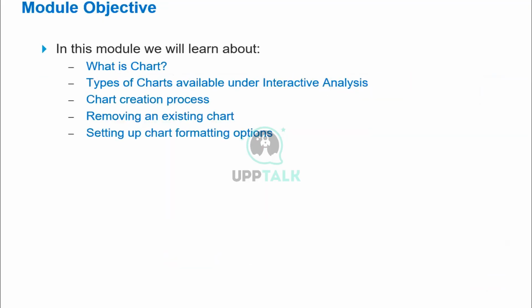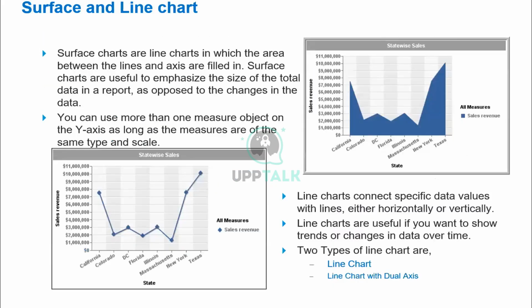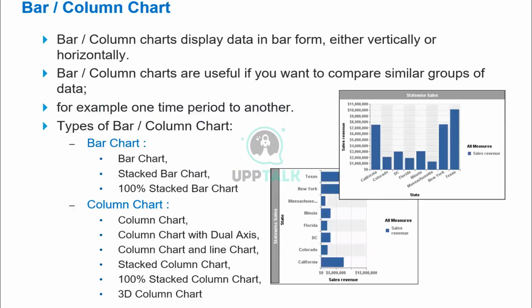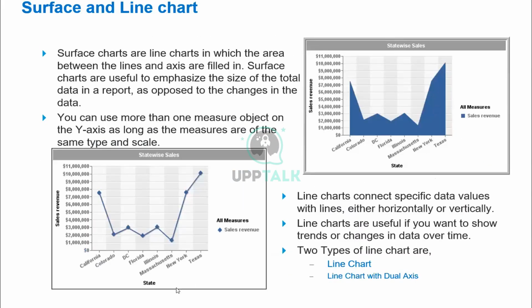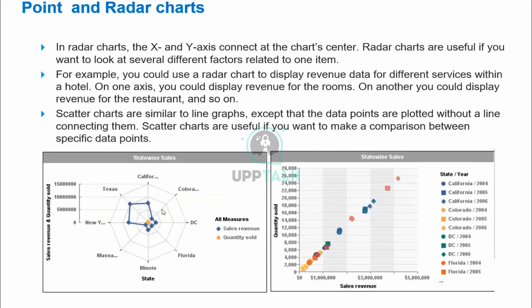After that, we covered what types of charts are available in Web Intelligence and how we can create them. Like bar chart, column chart, surface and line chart. This line chart is like a point-wise chart. Surfaces are filled up. Pie charts, point and radar charts.